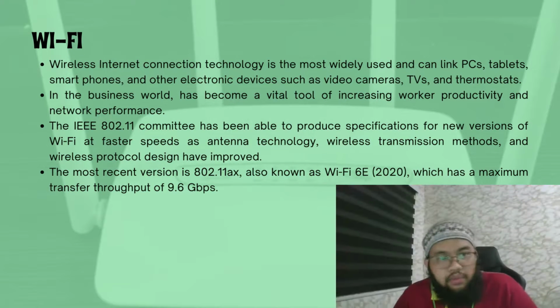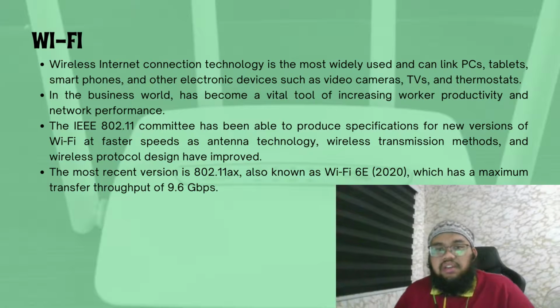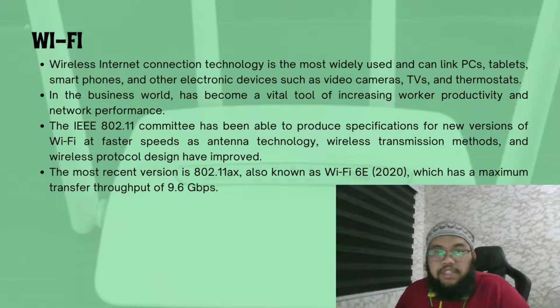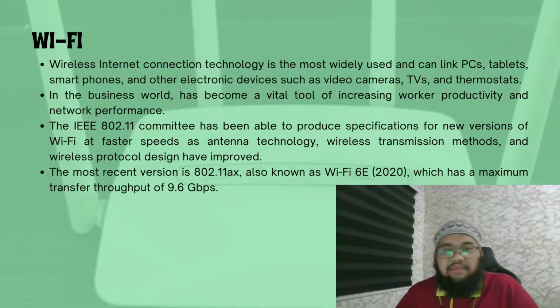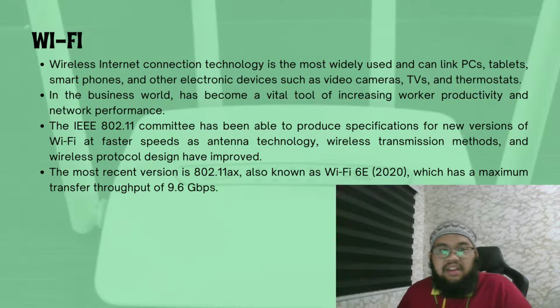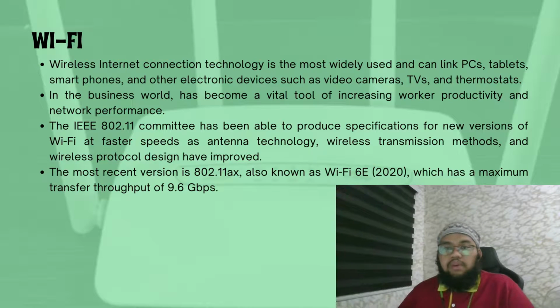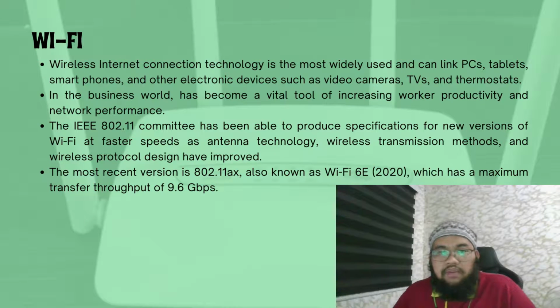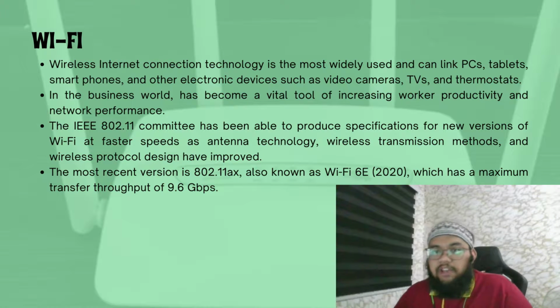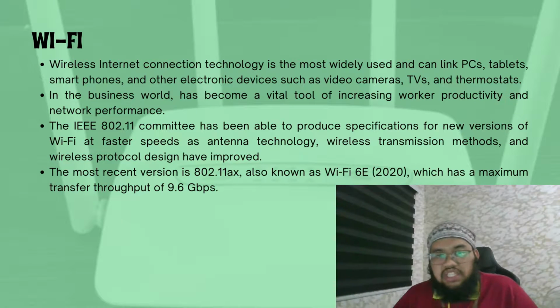So other than Ethernet, we also use Wi-Fi, a wireless internet connection technology that is most widely used and can link PCs, tablets, smartphones, and other electronic devices such as video cameras, TVs, and thermostats. In the business world, it has become a vital tool for increasing worker productivity and network performance. The IEEE 802.11 committee has been able to produce specifications for new versions of Wi-Fi at faster speeds as antenna technology, wireless transmission methods, and wireless protocol design have improved.